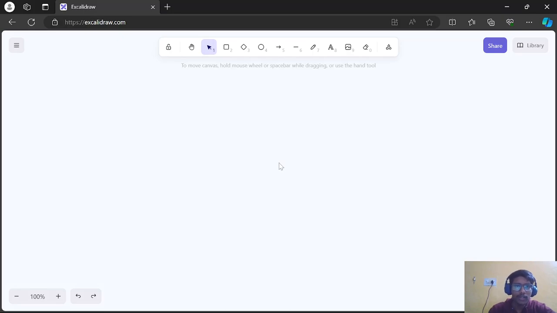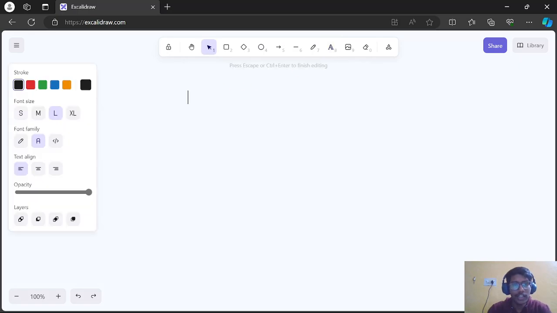So let's make a complete ER diagram of CRED. Let's understand what ER means. ER basically means entity relationship diagram. It is basically a visual representation of the relationships among entities in a database.